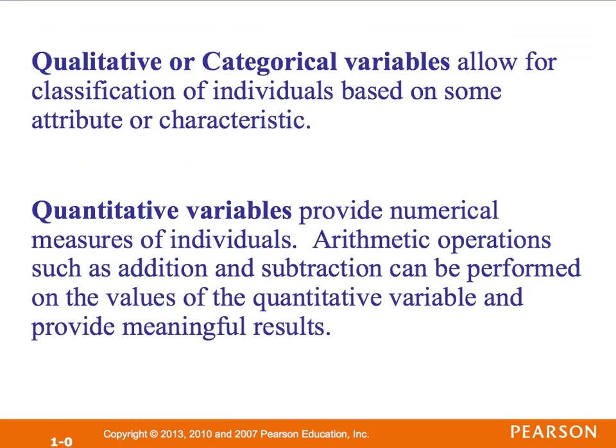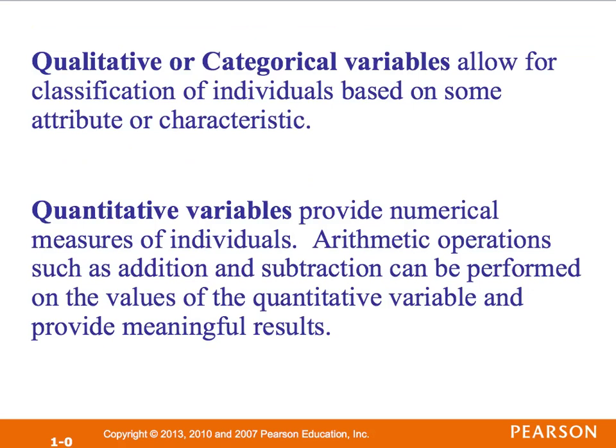measures of individuals. Arithmetic operations, such as addition and subtraction, can be performed on the values of the quantitative variable and provide meaningful results. So qualitative, you're just putting people or things into categories, and quantitative is you're actually assigning a numerical number in a way that means something. So for example, eye color is a qualitative variable. We're just going to put people into categories based on their eye color. Blue, brown, green, hazel. Each person is assigned a category, but then there's no numbers that are really associated with it in a way that would make any sense.